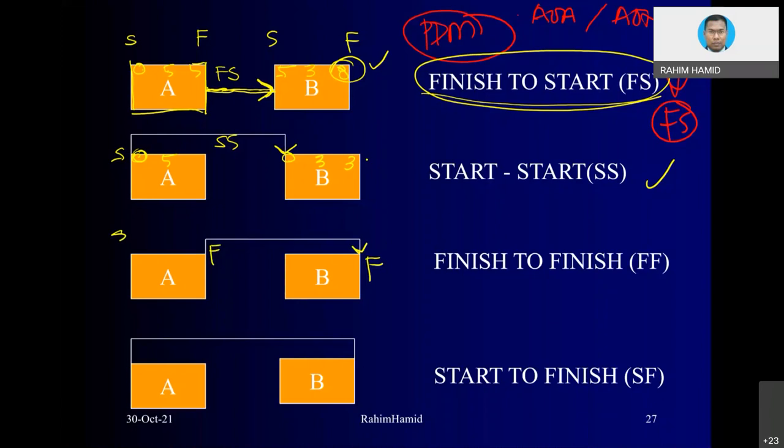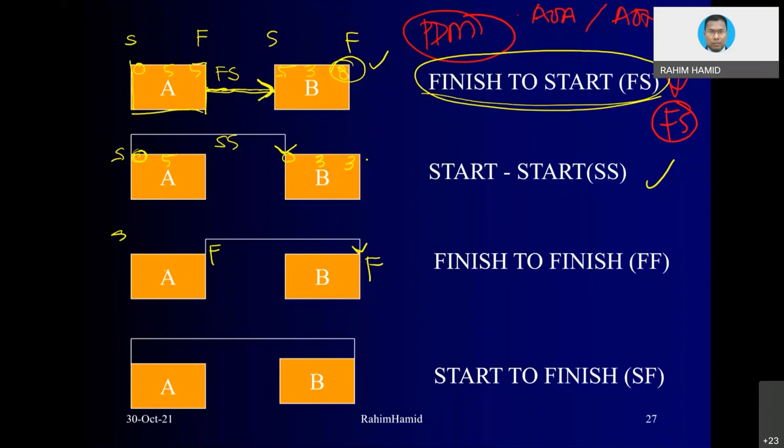Maybe they will finish on separate dates, doesn't matter. But finish to finish means A can start at any time, B can also start at any time, but the completion must be synchronized. Maybe the next activity will be C, because C is such an important event that it requires them to be completed at the same time. That is the concept. Now, let's take a look at the calculation.